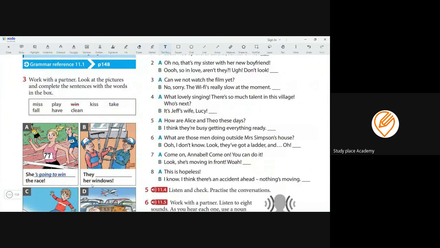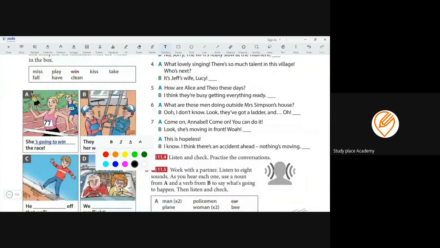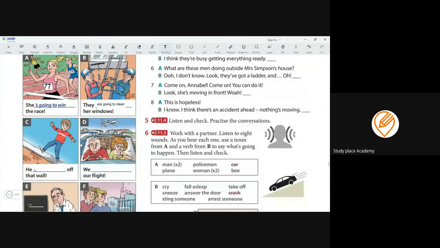What are they doing? They are cleaning. So the answer here is they are cleaning. Or we can say they are going to clean. They are going to clean her windows. He is going to fall. He's going to fall off that wall.